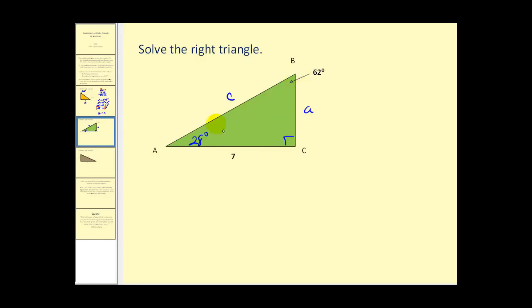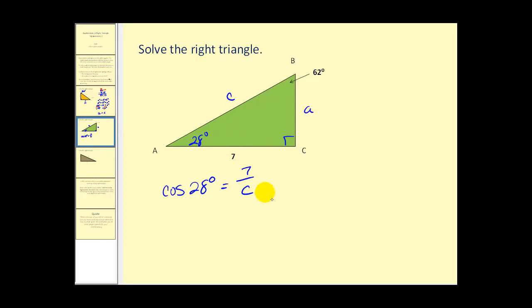What we'll do is we'll use this angle that we know is 28 degrees, and we can figure out how we can relate this angle to this leg and this hypotenuse. And if we say that the cosine theta, or cosine 28 degrees, would equal the adjacent side over the hypotenuse. So 7 over c. And now notice we only have one unknown.